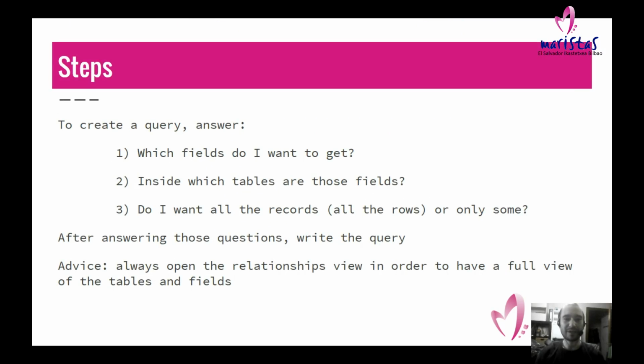How should we create a query with SQL? First of all, we have to think, right? In order to create a query, we are going to answer three simple questions. Which fields do I want to get? Inside which tables are those fields? And do I want all the records, that is all the rows, or only some rows from that table? After answering those questions, write the query, right? And an advice: always open the relationships view in order to have a full view of the tables and fields that we are using, okay?